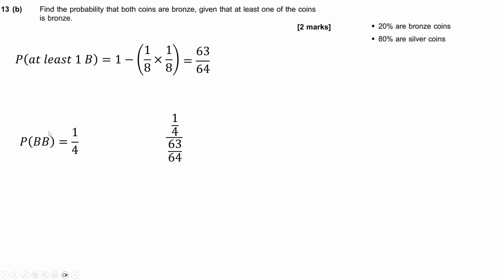Hopefully that makes sense. This is more of an intuition. This question mostly assesses intuition, I think. This is called conditional probability. You can have a look at this thing called Bayes' theorem, which goes into quite a few questions like this. You might find it interesting, but this would be a quarter over 63 over 64, which comes out as a ninth.